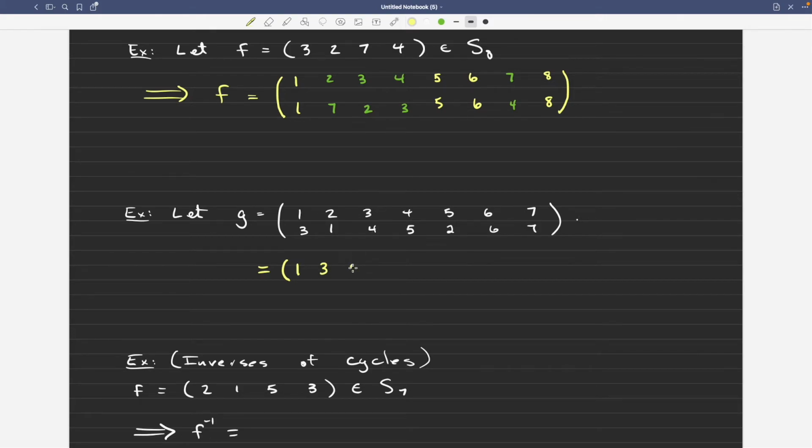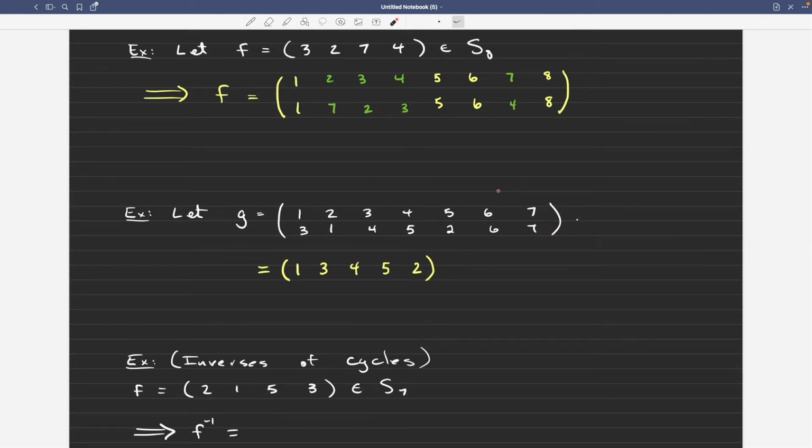Well, 3 goes to 4. Then I see where 4 goes. 4 goes to 5. Then I see where 5 goes. 5 goes to 2. Then I see where 2 goes. 2 goes to 1, but 1 was where we started, so this thing wraps around. And then, okay, we used 5 of the numbers, and the 2 others that we didn't use are both mapping to themselves.